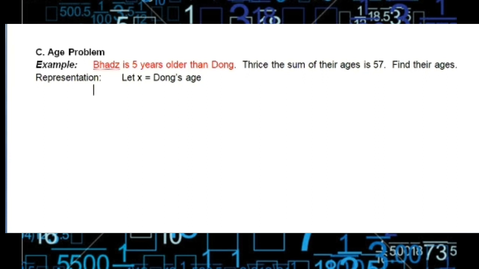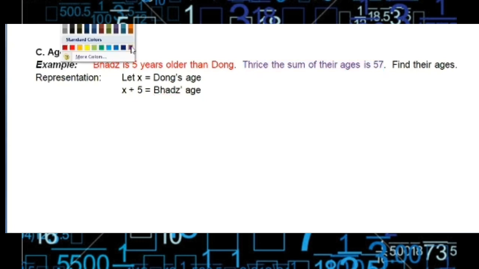Okay? How about Bads' age? O ano ba sabi kay Bads? Si Bads daw ay matanda na 5 taon kay Dong. So, kung ang edad ni Dong ngayon ay x, para mapakita mo yung edad ni Bads, ma-represent mo siya, so x plus 5. Dagdagan mo lang yung edad ni Dong. So, Bads' age. Okay? Now, this second sentence is the equation. So, through this second sentence, we can form the equation.